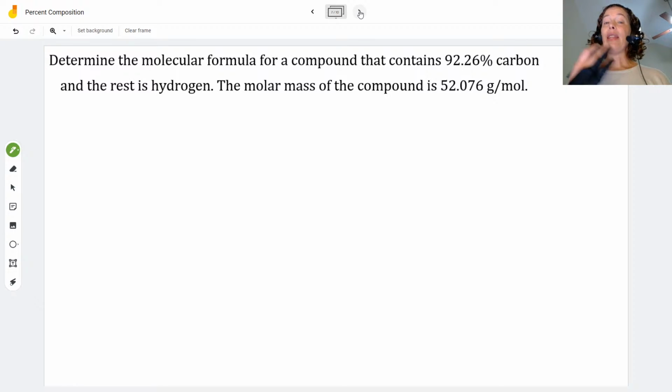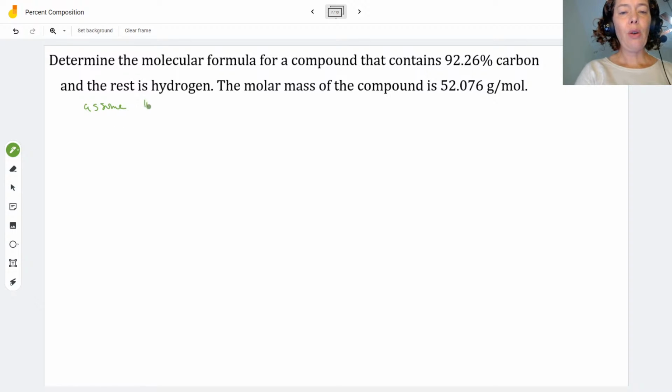We are determining the molecular formula at this time for a compound that contains 92.26% carbon and the rest is hydrogen. And they give us an extra piece of information. They tell us that the molar mass of the compound is 52.076 grams per mole. Now, the molar mass is something that's critical. We are going to need it, but we're not going to need it until the very end of the problem. So I still want to first focus on getting the empirical formula first, because I cannot get the molecular formula until I have the empirical formula, which means I'm going to assume that I have 100 grams of compound.